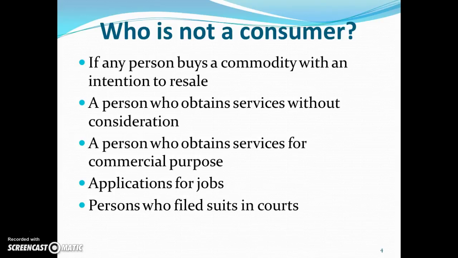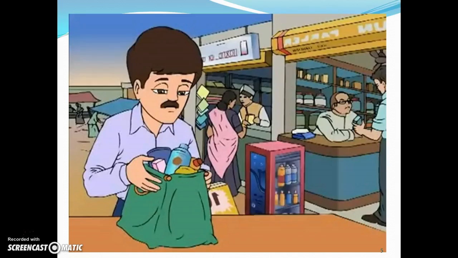Now the fourth point is that if someone applies for a job, then he is not a consumer. So that's a totally different relation that does not come in the contract of consumer. And the fifth point is a person who files suits in a court. So someone goes and files a suit in a court, he pays the stamp duty and everything, but still he is not a consumer because it's a totally different thing. This picture shows how people buy. It shows two shops and a person.